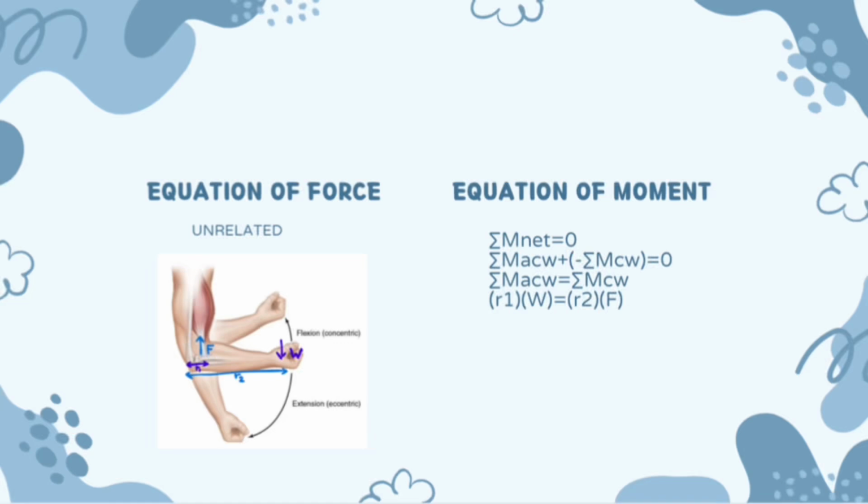So on the body diagram, we can get the equation of moment. Sum of moment net equals 0. Sum of moment anticlockwise minus sum of moment clockwise equals 0. Next, we can get sum of moment anticlockwise equals sum of moment clockwise. Lastly, R1 times weight equals R2 times force. As for the equation of force, it is unrelated for muscles and joints in this example.